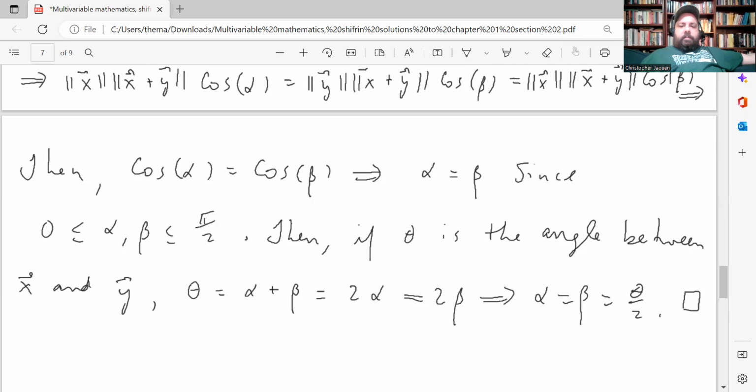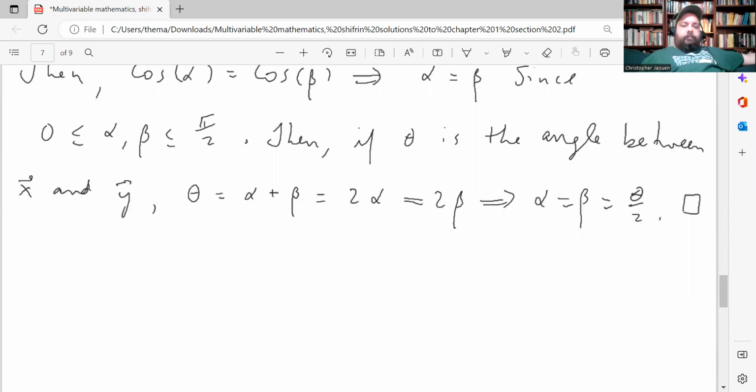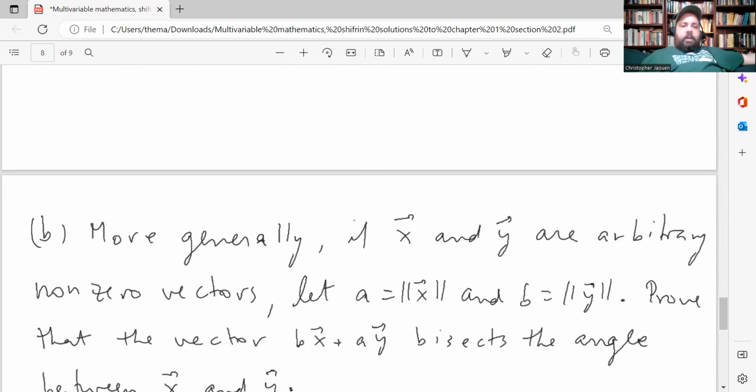Then if we define theta to be the angle between x and y, then just by the way that we defined alpha and beta, theta has to be alpha plus beta. But since alpha and beta are equal, that means that theta is equal to 2 alpha, and it's also equal to 2 beta, which means that alpha equals beta equals theta over 2, or in other words, the vector x plus y bisects the angle between x and y. All right, that was part A.